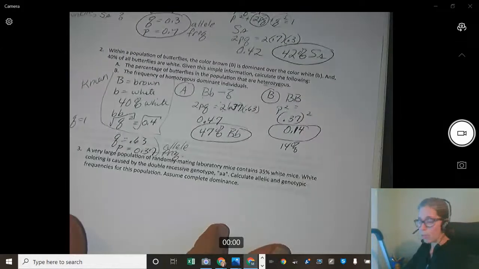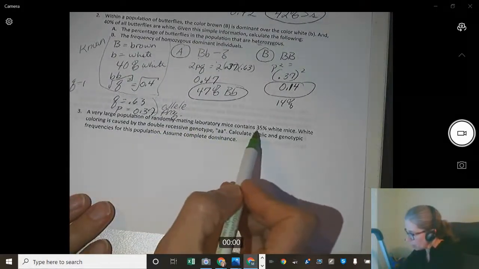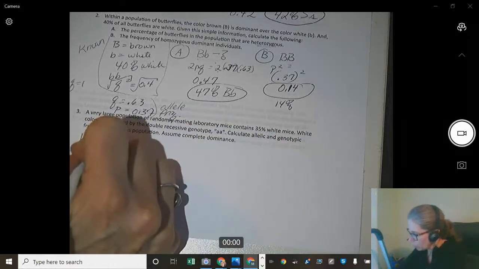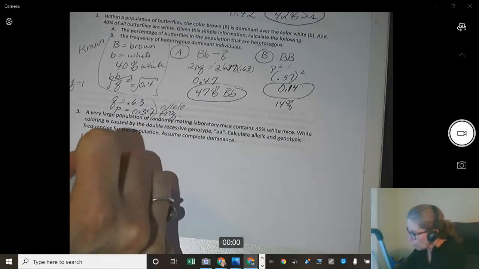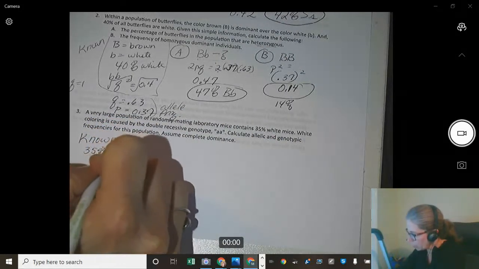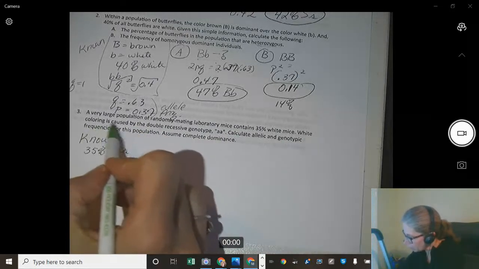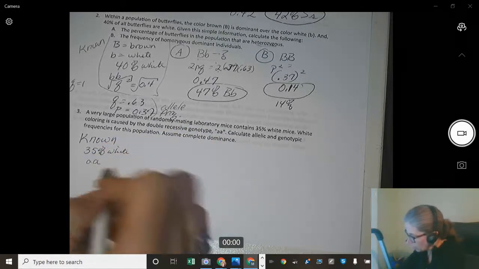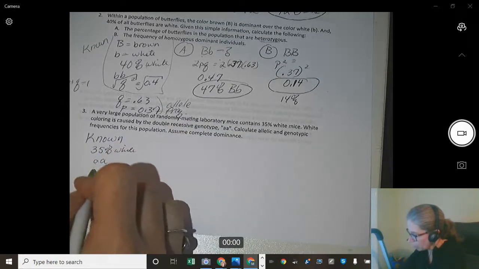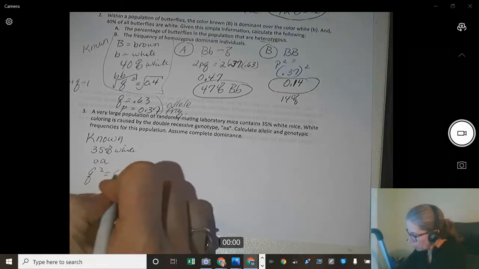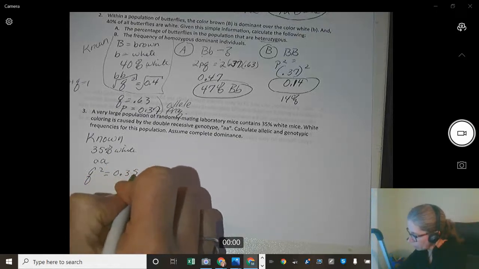Okay, part 3. A very large population of randomly mating laboratory mice contained 35% white. So what do I know? 35% are white. I don't know if white is dominant or recessive yet. White coloring is caused by the double recessive genotype, little a, little a. So that means you have two parents, right? So that's a Q squared, not a Q. So Q squared is 0.35.